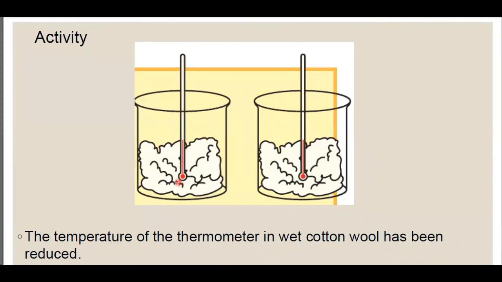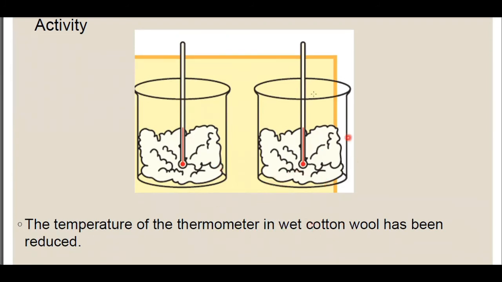This is the thermometer. And then in the other one also I'm going to place a thermometer, but in the second beaker I'm going to put some water. Do not add water to the first beaker. Add water to the second beaker. And then you have to measure the temperature. Then you will notice that the temperature in the second beaker is lower than the first beaker. The temperature of the thermometer in the wet cotton wool has been reduced.